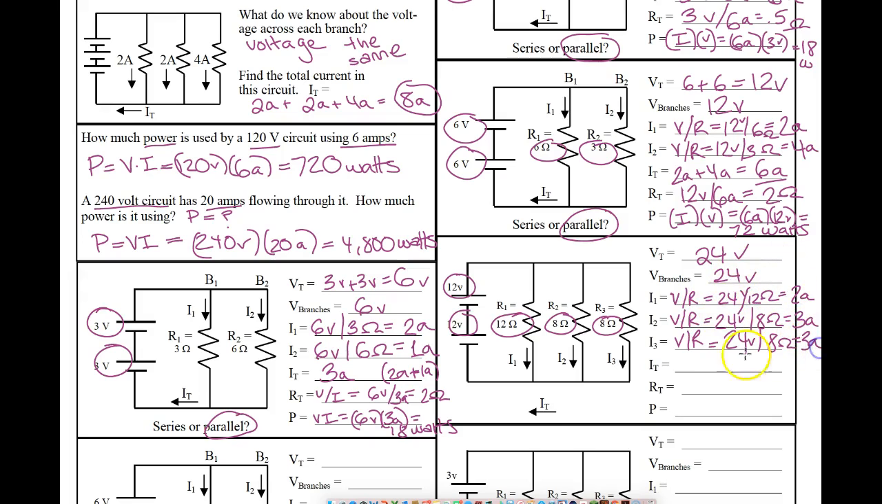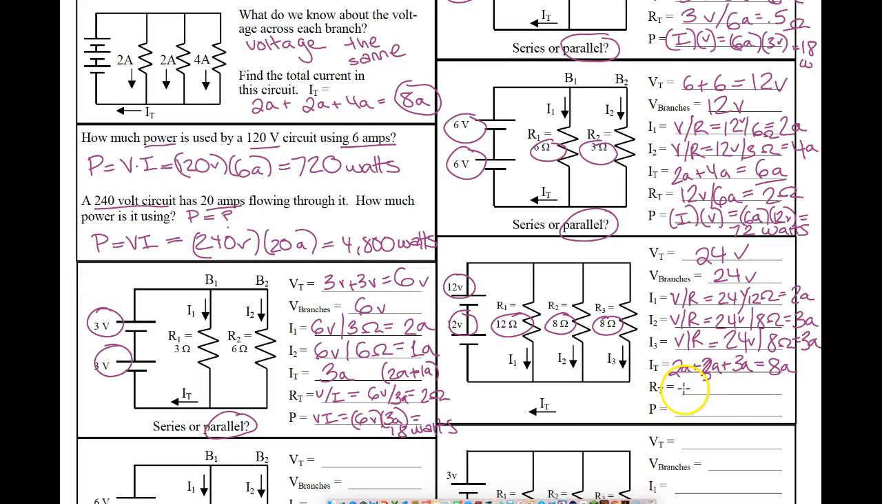And then you add them together. So it's 2 plus 3 plus 3. So we have 2 amps plus 3 amps plus 3 amps... Is that right? No, this is 3. So it's 2 plus 3 plus 3, so this is 8 amps altogether.